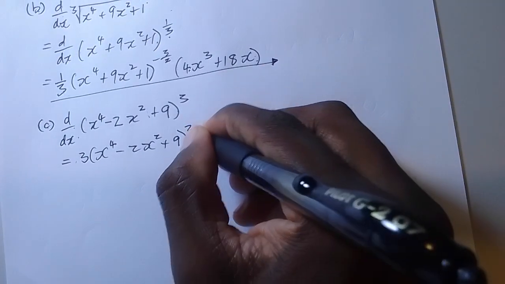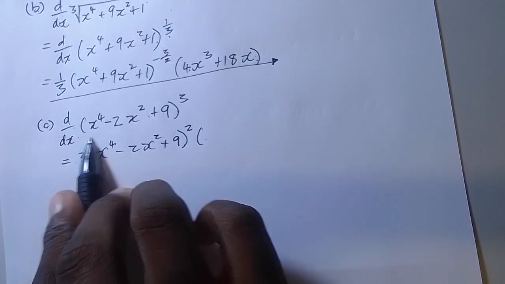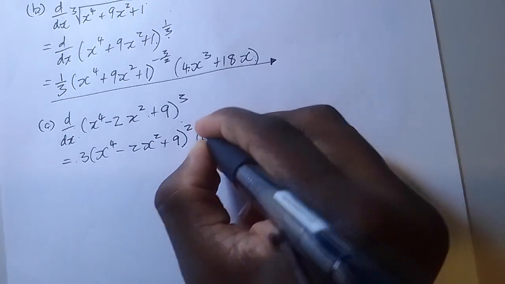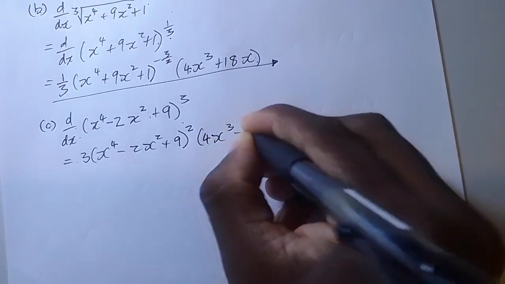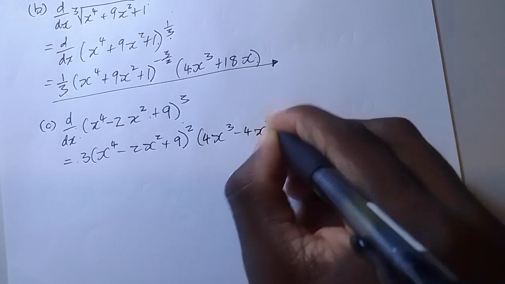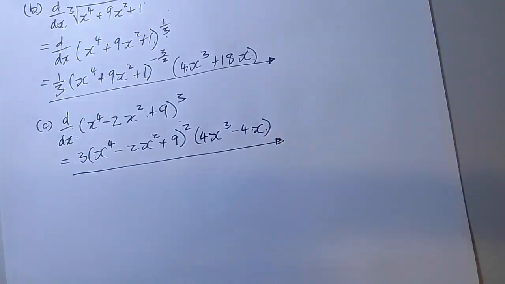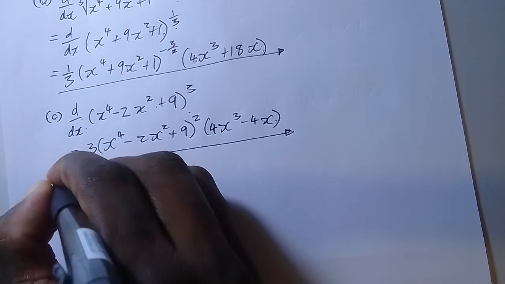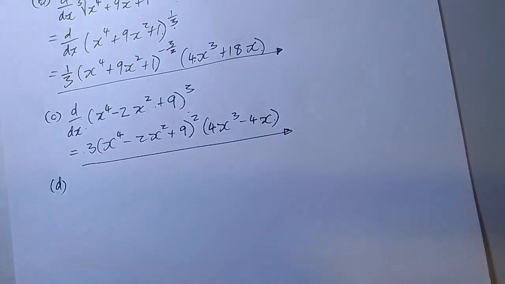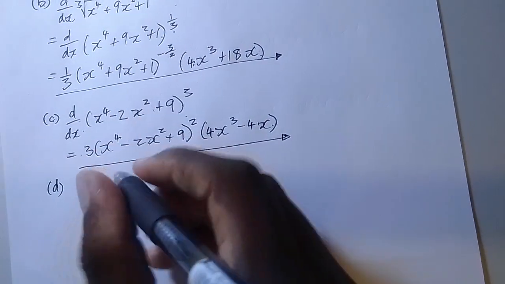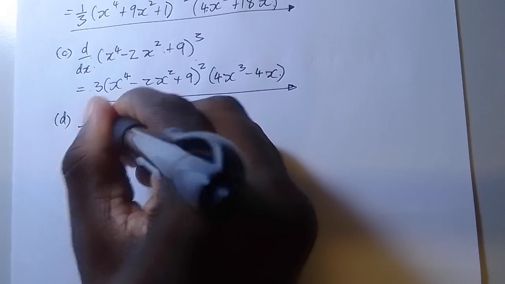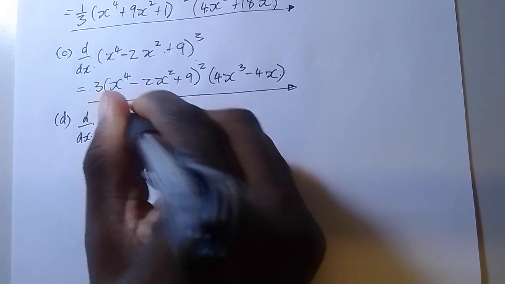And then now we need to multiply this by the derivative of the inside function. The derivative of the inside function will be 4x cubed minus 4x. I don't know if this can be further simplified, but once again, this is a chain rule video. Now we need to find the derivative of cos squared x.